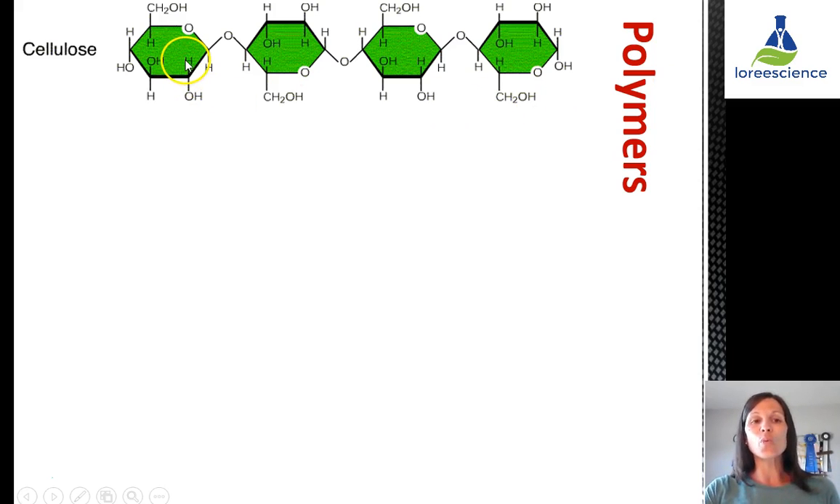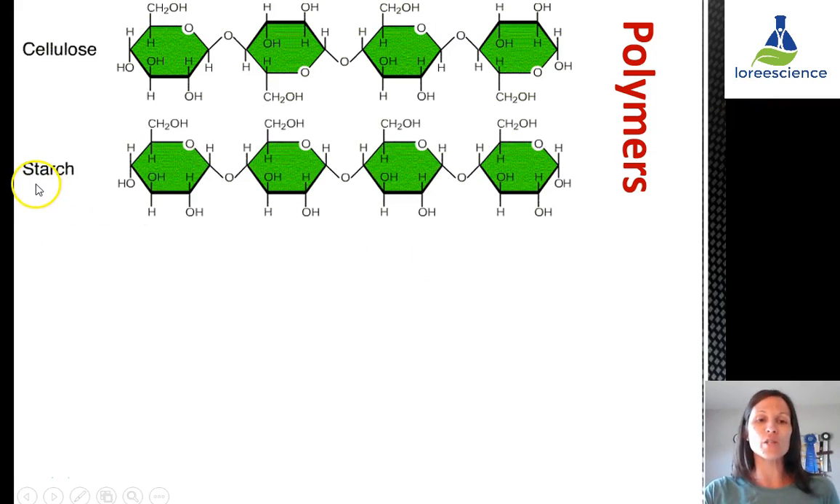Interestingly enough, we as humans cannot break down cellulose and use it for energy, because we don't have the enzymes or the molecules that can break those beta glycosidic linkages. So cellulose for us, that's our fiber, that's our roughage. When you eat celery or corn, sometimes you notice the corn kind of goes through your whole system. That's because we can't break down those cellulose molecules.